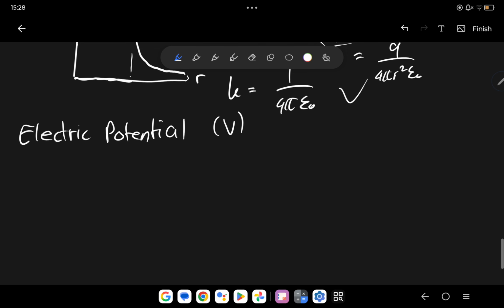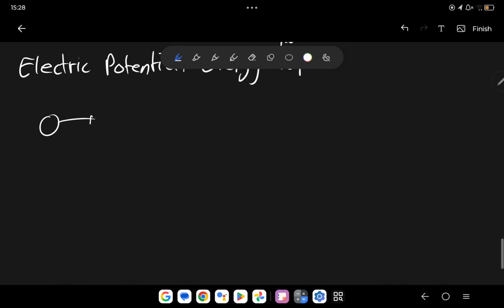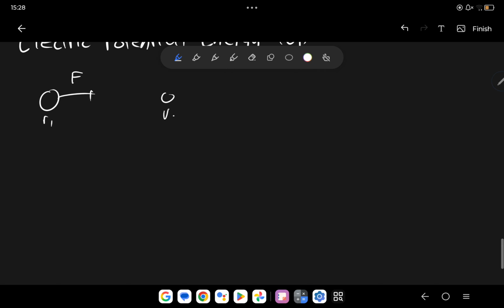Oh, so we have to talk about potential energy first. Okay. Electric potential energy. Yay. Now, I think we can do some calculus here. I'm just going to derive the equation really quick. Let's say this is R1. This is R2.